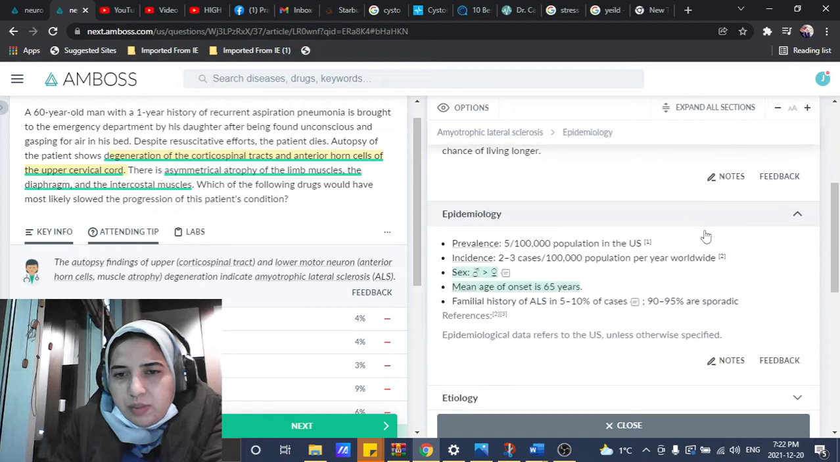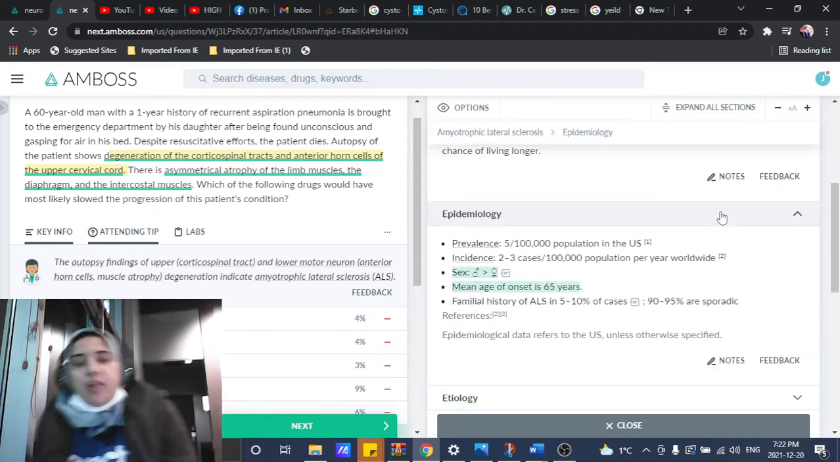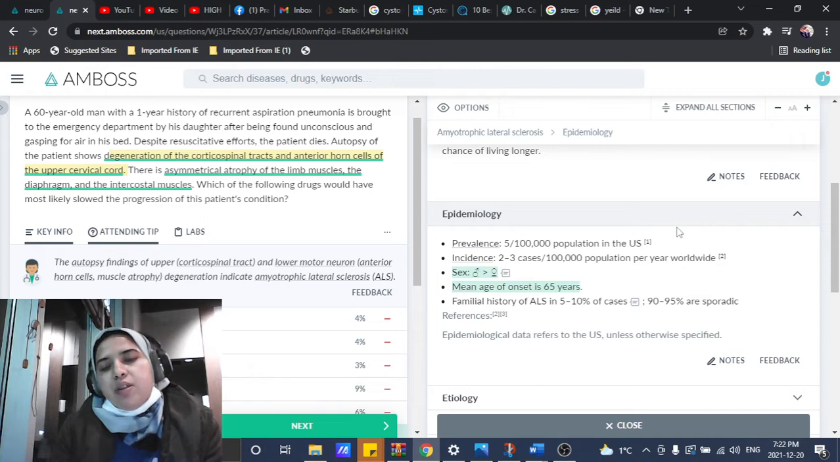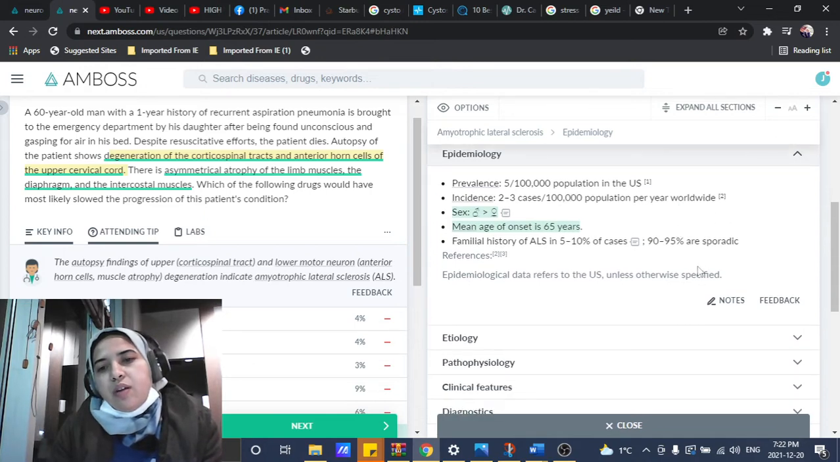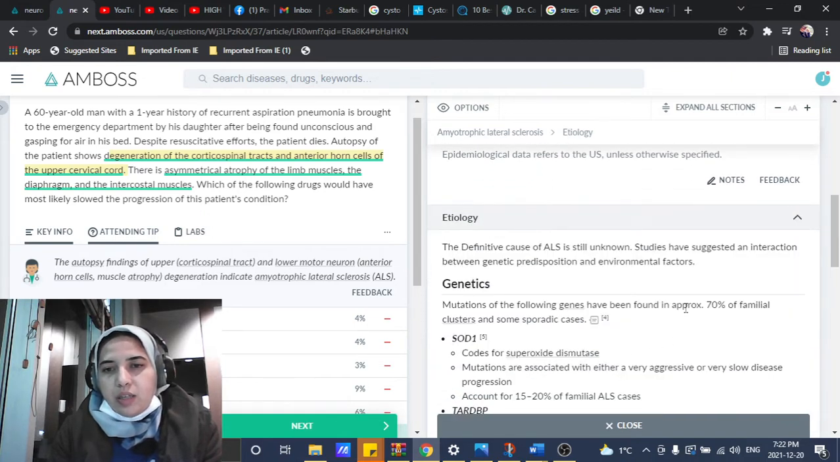So let's see its epidemiology. It affects males more than females. The mean age of onset is 65 years of age. Again, I'm just writing anything that I think is important for me to know. Familial history of ALS in 5 to 10% of cases, with 90 to 95% being sporadic. Etiology. So what's causing ALS?